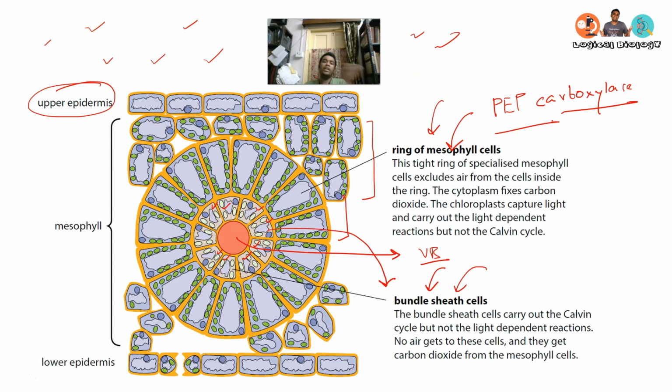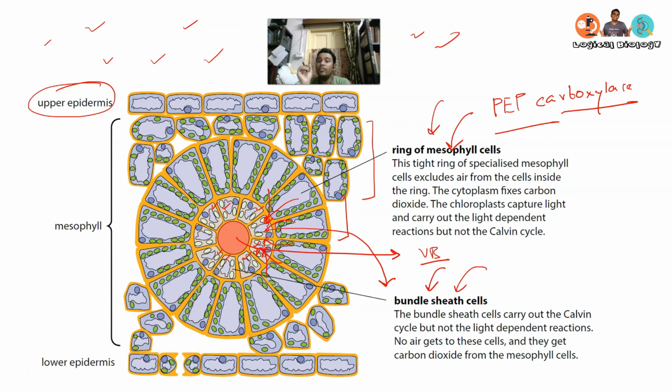That means they will keep on adding carbon dioxide. And after doing the carboxylation, all those fixed carbon, they are going to send inside the bundle sheath cells. So what is the moral of the story? These bundle sheath cells will never going to fall short of carbon dioxide. Never ever. Are you understanding the point?